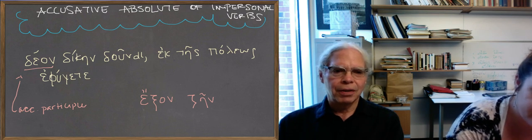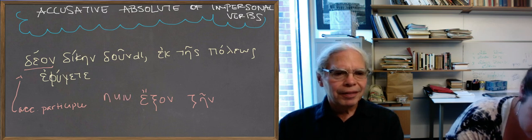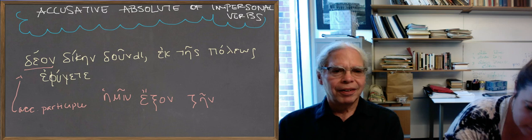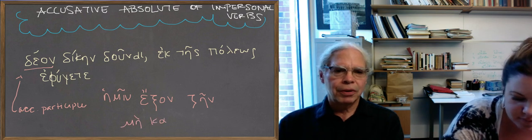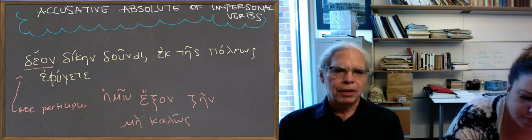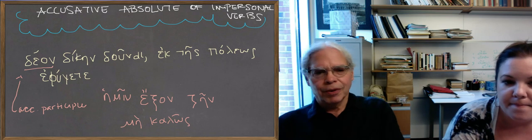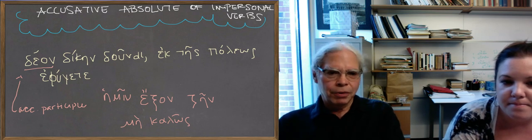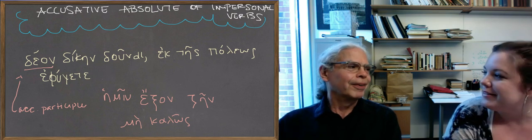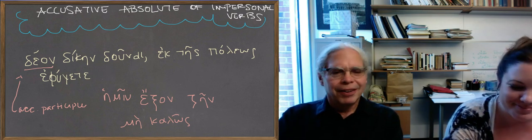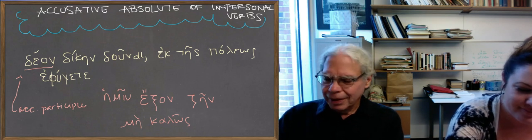Hemin exon zen, me kalos. There you go. Me kalos. So it means since it is not possible for us to live well. The rest of it goes kalos teleutan. We choose instead to die well. Yeah, noble sentiment. Okay. So that's it for impersonal verbs and their phenomena.